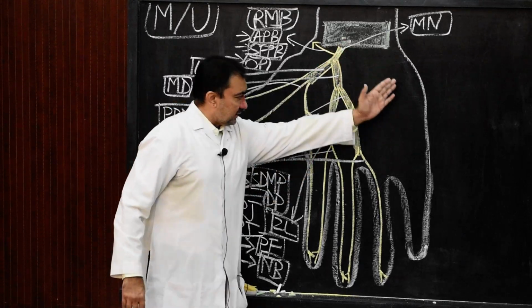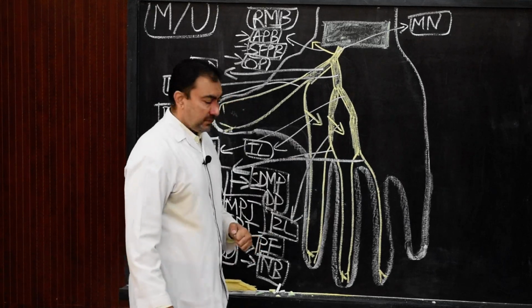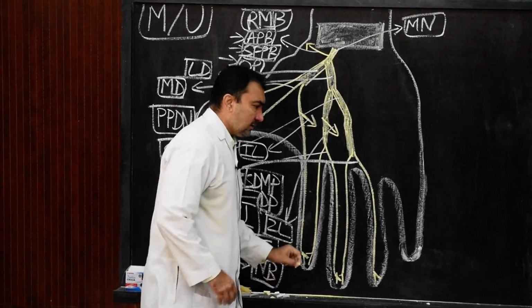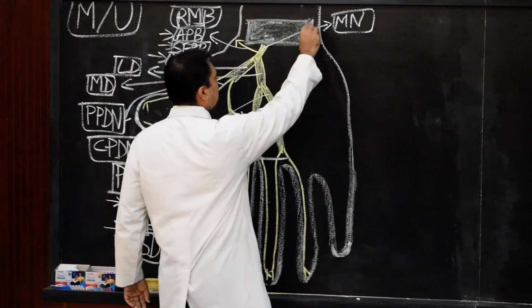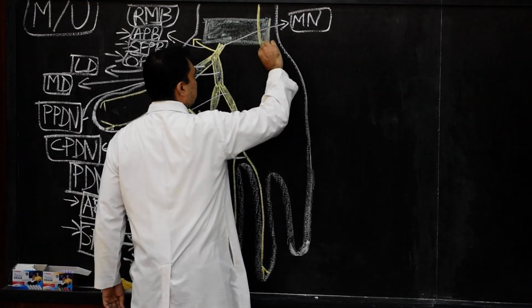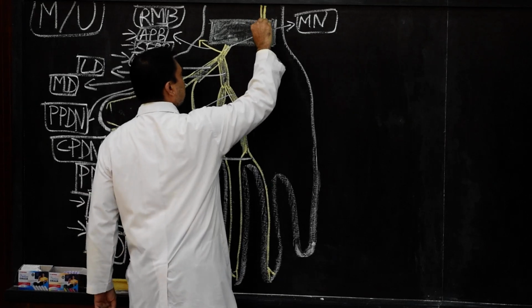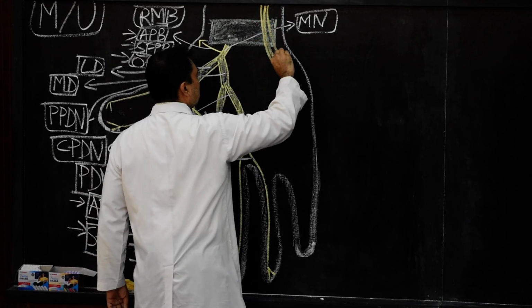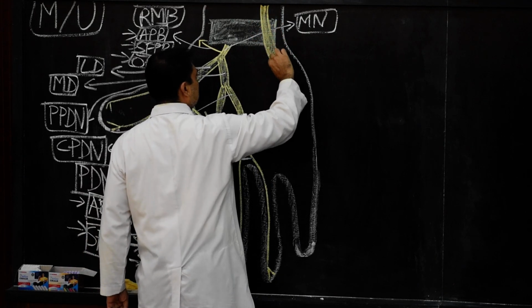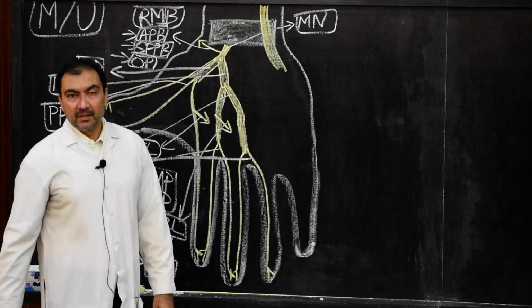Now we come to the ulnar side, the ulnar nerve. Now the ulnar nerve will pass superficial to the flexor retinaculum. See here, it passes superficial to the flexor retinaculum. Let us darken this nerve, the ulnar nerve. It is passing superficial to the flexor retinaculum.